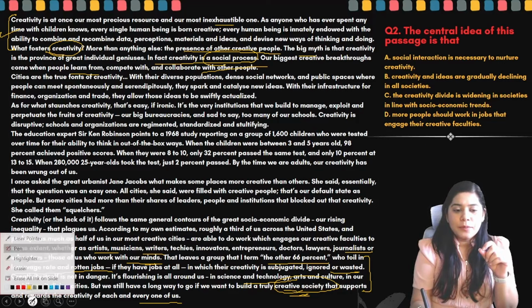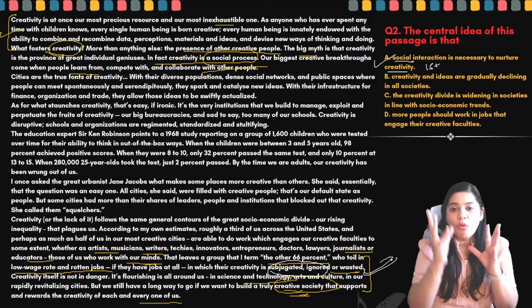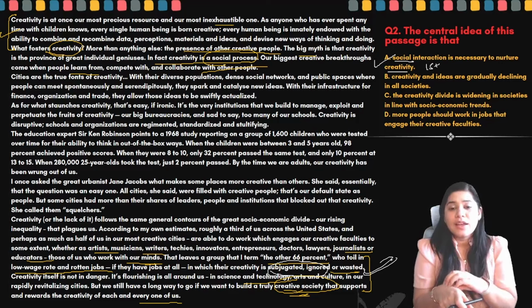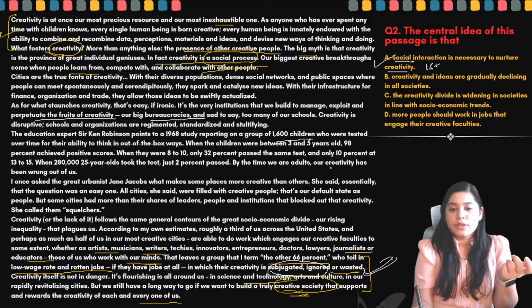Let's read option A. Social interaction is necessary to nurture creativity. Yes, that's something we are saying in the first paragraph. I'll keep it. Option B: creativity and ideas are gradually declining in all of our societies. It might be written in one or two places that some jobs do not need them, but just this one line does not represent the central idea of the passage. It's the overall main topic. Creativity is declining is only written in the first few paragraphs. In fact, most of the paragraphs are talking about how a social group is necessary for creativity, right? A group is everywhere else.